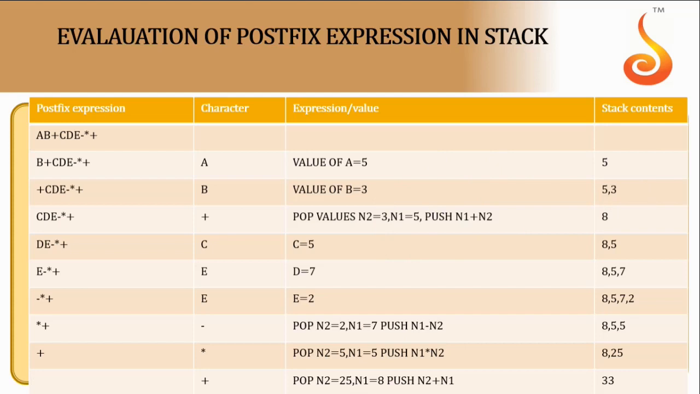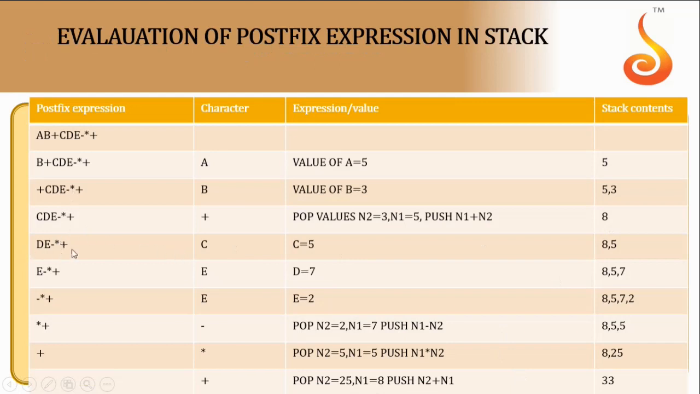But the first value popped out, that is the last in value, would go to N2. And the next value would go to N1, and push N1 plus N2. So it will calculate, that is 5 plus 3 is 8. That gets pushed into the stack. That is 8. See, this is an intermediate one. Yes, that's an intermediate one. Correct.